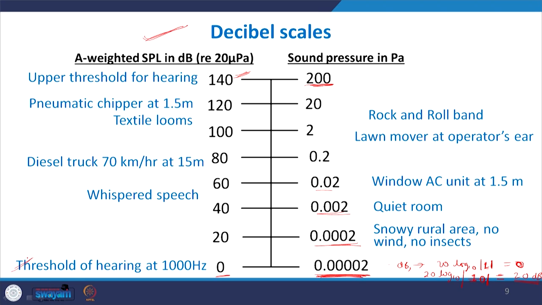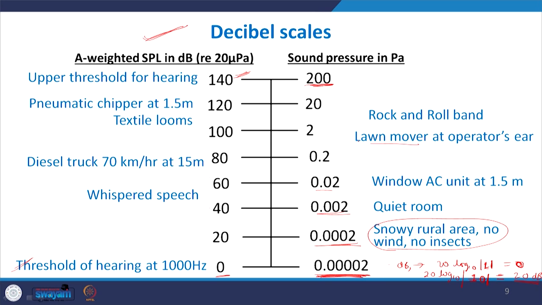This is called the upper threshold of hearing, after which hearing damage happens. This is called the lower threshold, where hearing begins, and then we have various sounds which lie in between. For example, in a rural area when you have no insect sounds, no wind, nothing, it is approximately 20 dB. A quiet room is approximately 40 dB. General conversations from whispers to speech lie somewhere between 40 and 60 dB. Then we have heavy duty vehicles like a diesel truck, which lie around 80 dB.